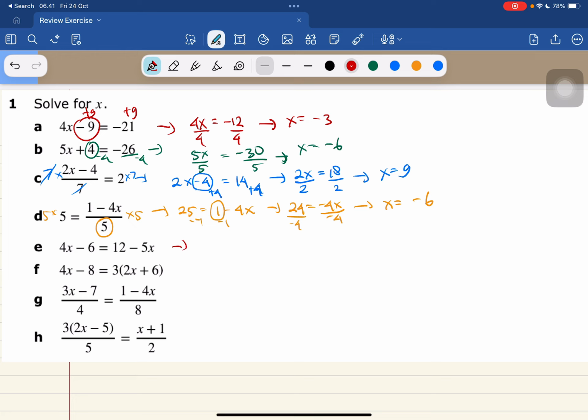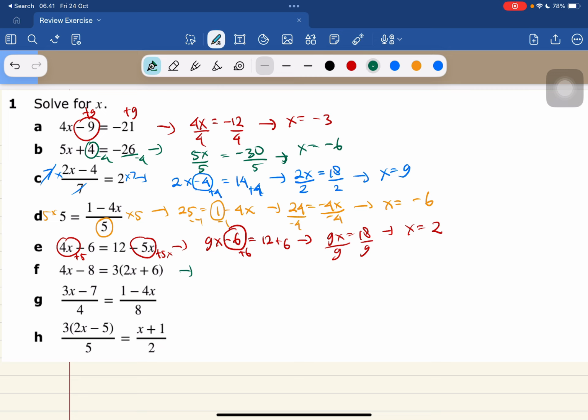Next. Okay, we've got minus 5x and 4x. The smaller is minus 5x, so let us add 5x to both sides. So it's going to be 9x minus 6 equal to 12. We've got minus 6 here, so we need to add 6 and do the same thing to the right side. So 9x equals 18. Okay, to make it only x, divide by 9. The same thing to the right side, so x equals 2.